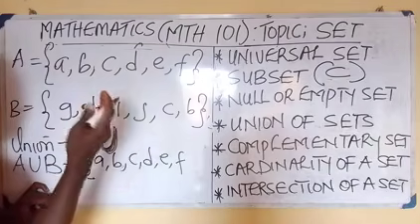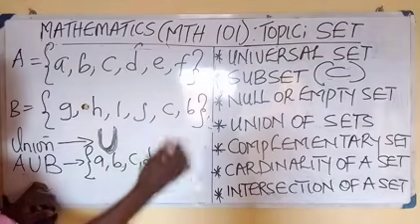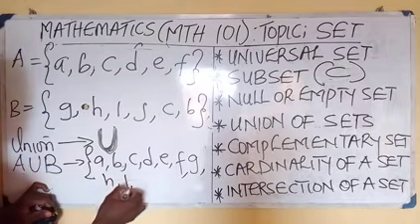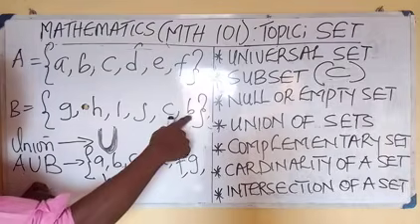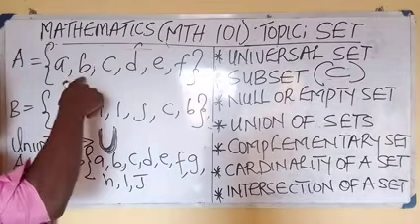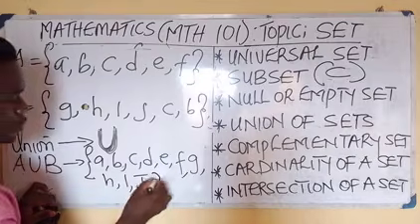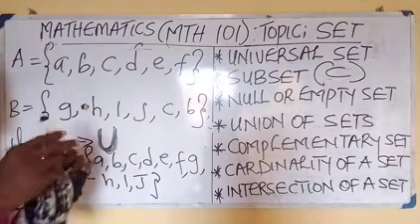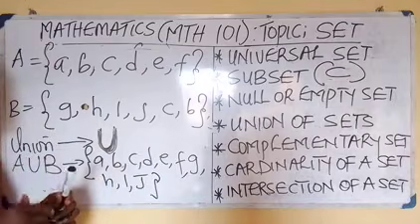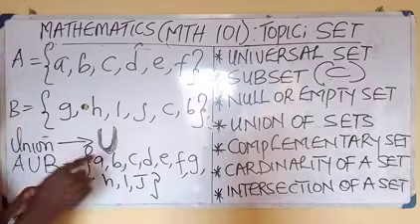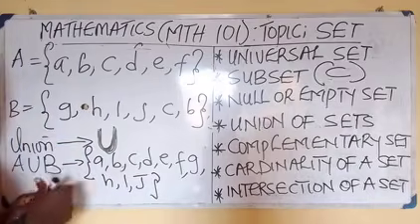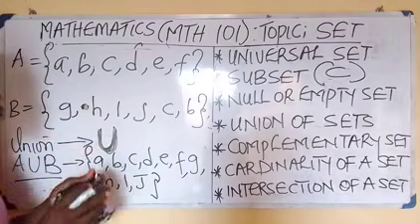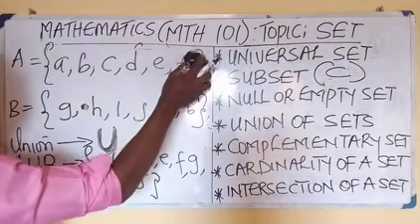So E, F, G, H, I, J. Should I write B? No, because B is already in set A. So the union between two sets simply means the combination of all the elements in the two sets without any repetition. So the union between set A and set B is illustrated as this. You join them together, you combine them together. So take note of that.